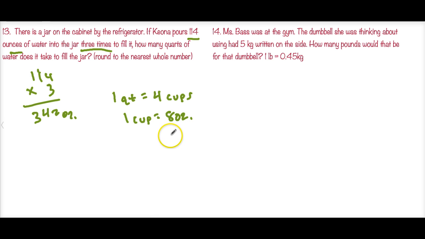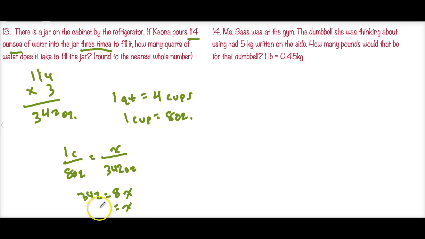I think what I'm going to do is I'm going to convert my ounces into cups first. So I'm going to say that 1 cup is equal to 8 ounces. I'm going to keep my ounces on the bottom. I don't know how many cups that's going to be. So 342 equals 8x. X is going to be equal to 43. So that's going to be 43 cups.